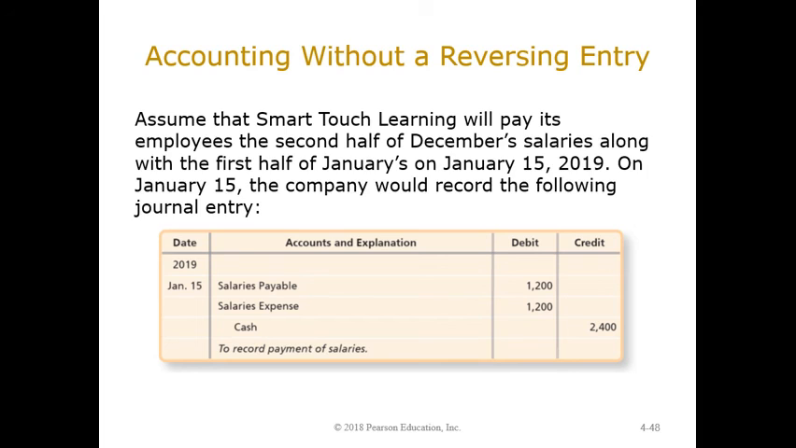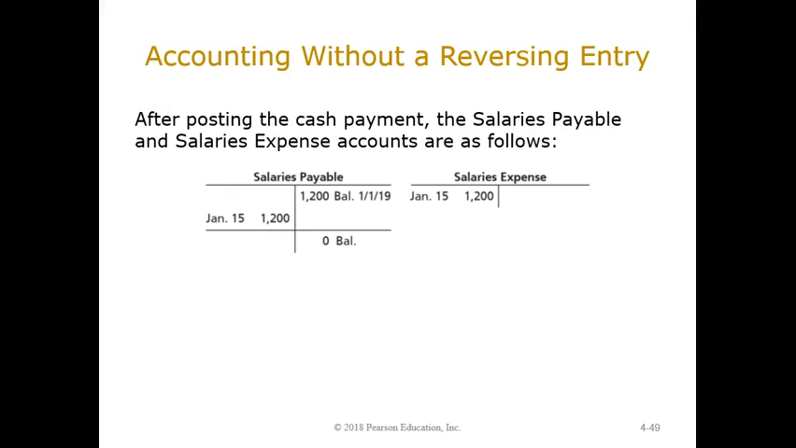So assuming that Smart Touch Learning will pay its employees the second half of December's salaries along with the first half of January's on January 15th of 2019. On January 15th, the company would record the following, and this is without the reversing entry. Salaries payable would be debited $1,200, salaries expense would be debited $1,200, and cash would be credited for $2,400. And so then we see here that salaries payable has that zero balance.